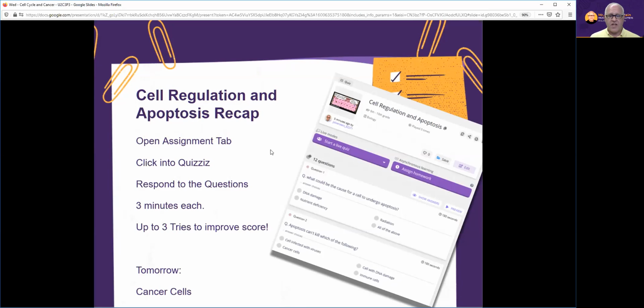So what I'd like you to do is to review your notes, then go into the cell regulation and apoptosis recap. You'll find that in the next assignment tab. It clicks into quizzes. You'll have about 3 minutes per question. It shouldn't take that long to do. And remember, you get up to 3 tries to improve your score, and you should be competing against your other classmates. That's kind of fun to do. Tomorrow, we'll move into cancer cells.